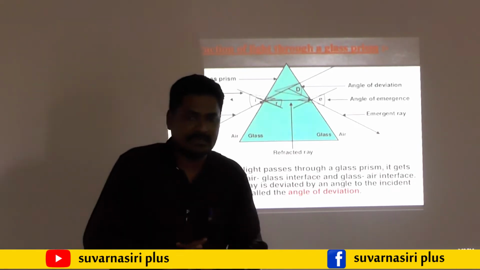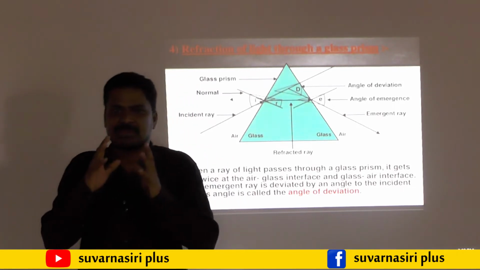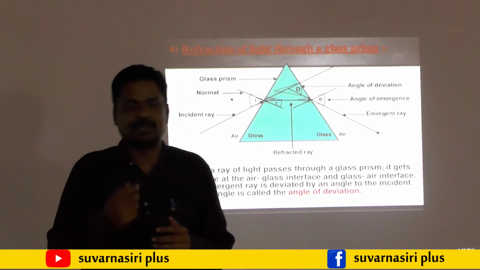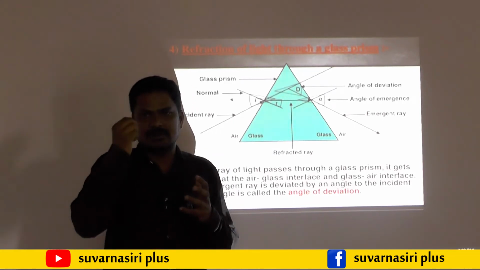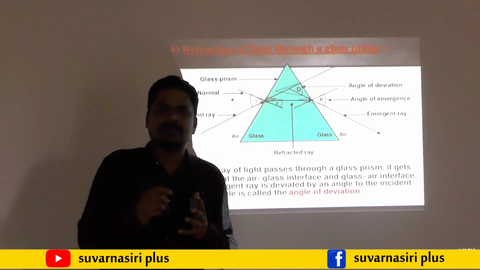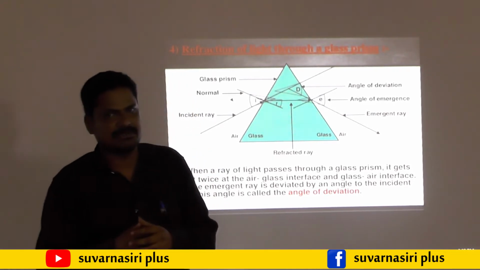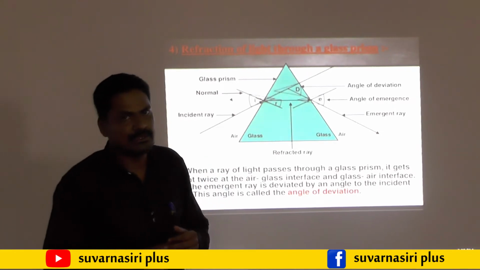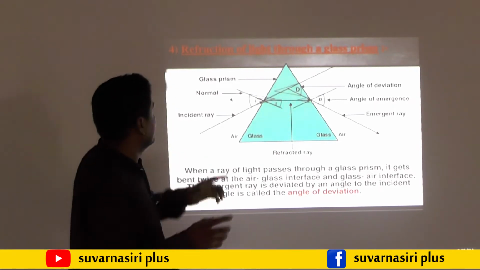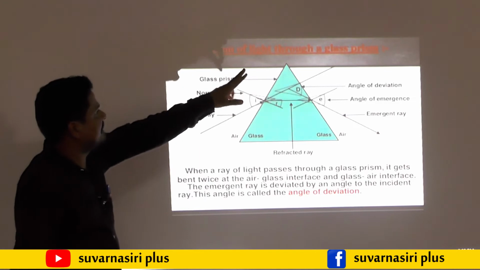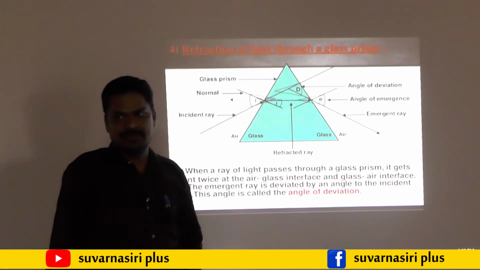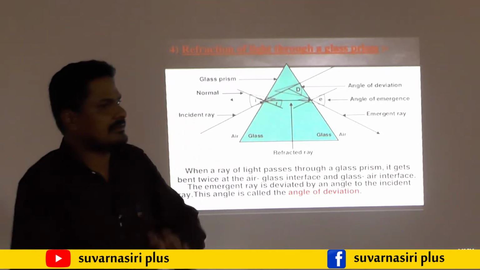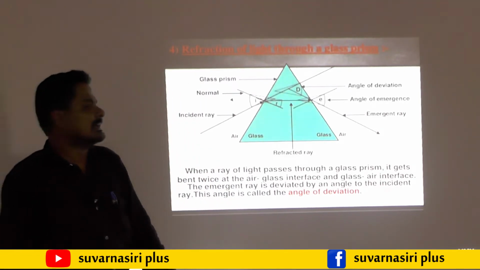And the final one: a cloudy layer forms on the cornea. What will happen? A person is unable to see the object, so that cloudy layer can be removed by doing a cataract surgery. And next is refraction of light through the glass prism. It is a very wonderful chapter, a very wonderful topic of this lesson.